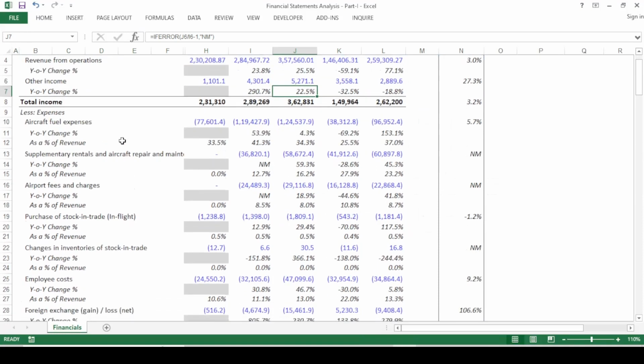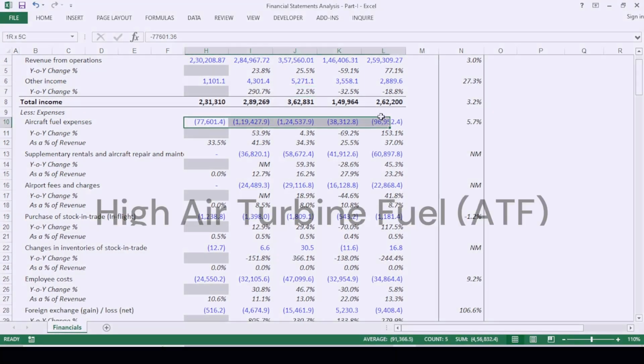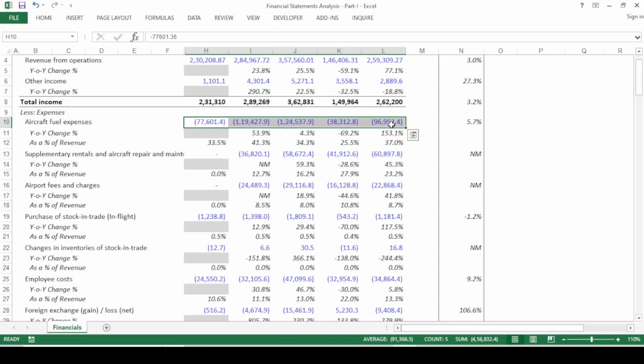Then we have the expenses. As I talked about, certain expenses are only related to certain industries. So for example, we have the airline fuel expenses. These are going to be enormous, or basically high in nature. And then we have something called supplementary rentals and aircraft repair and maintenance. This is something related to the engine overhaul. So these sort of expenses. Then we have something called airport fees and charges, for the landing and the parking of the aircrafts.